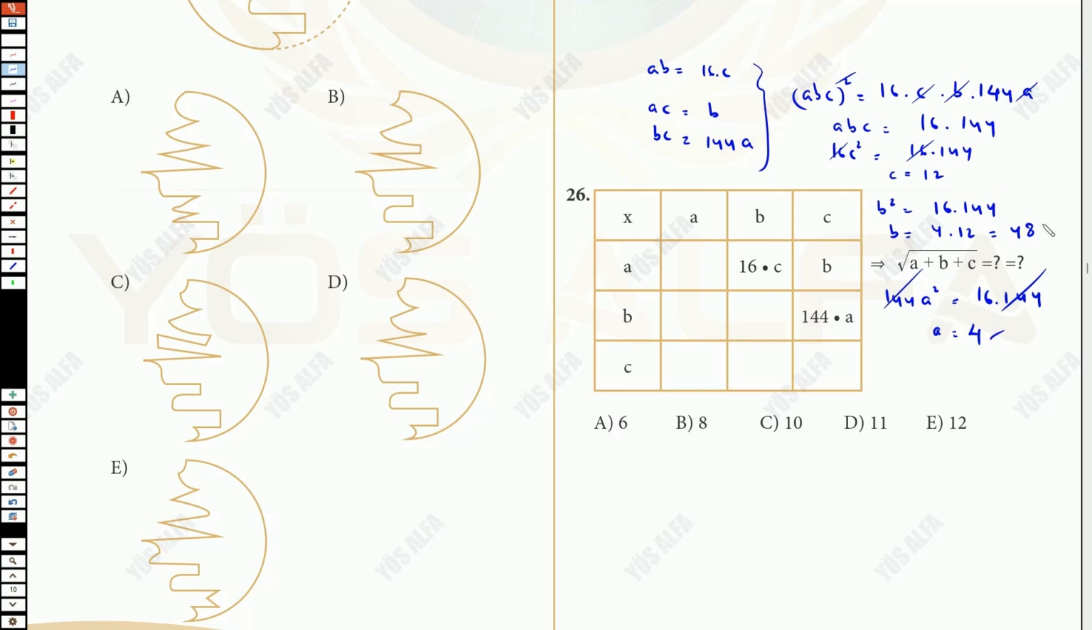So we have A, B, and C now. So the summation of those 3 gives us 64. Taking the square root of this is 8. So this is the answer.